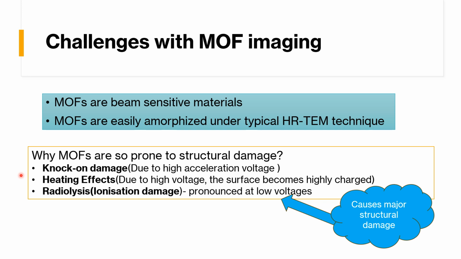And the third is the radiolysis effect. Radiolysis is ionization damage, which is pronounced more at low voltages. What is this? When electrons come onto the specimen, sometimes one ejects an electron from the K shell, right? And after this, another electron from the next shell, oxygen, starts emitting. Then something else starts happening instead of this, right? So this is the main cause. This is the main structural cause in MOF imaging, the main cause of structural damage in metal organic frameworks.